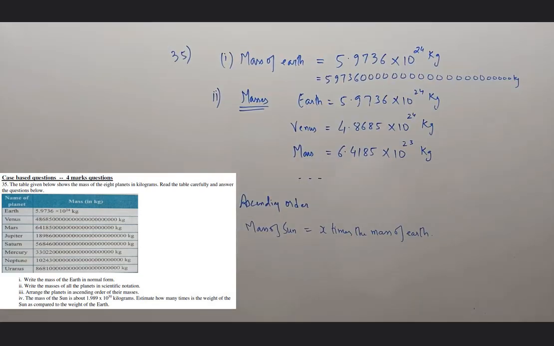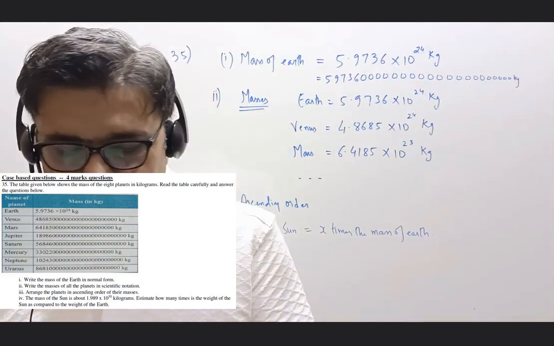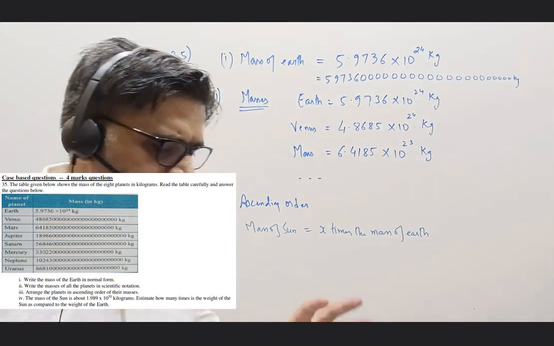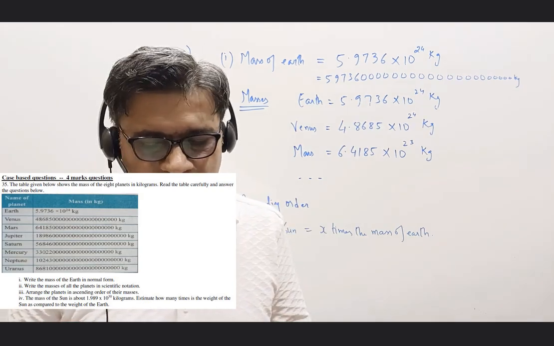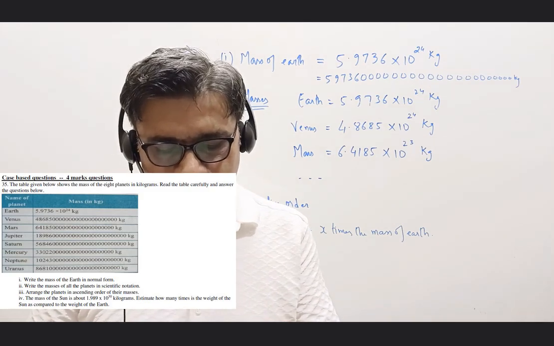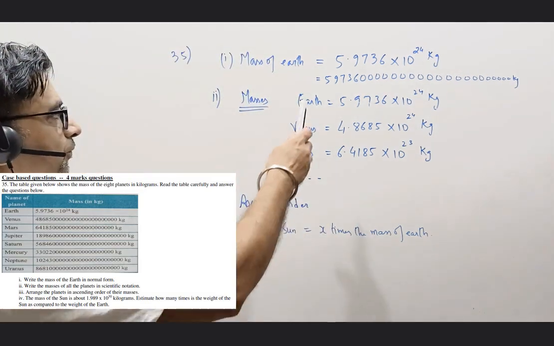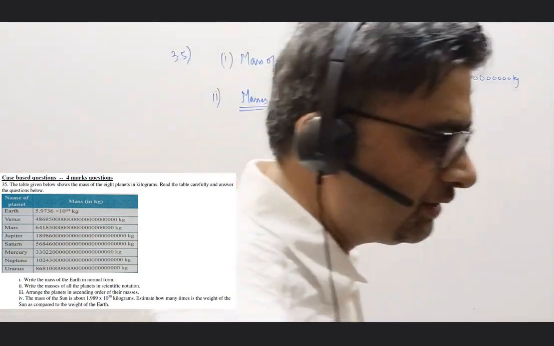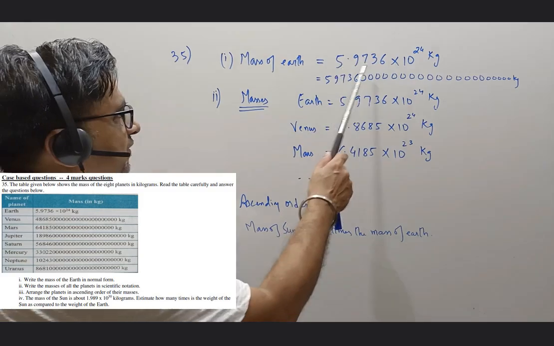So question number 35, a case-based question. We have the masses of various planets given, except for Earth, which is given in the exponential form. Every other mass is given in normal form, and we are now required to do this. One, write the mass of the Earth in normal form. So what we do over here is we are supposed to write this in normal form. This is given in exponential form.